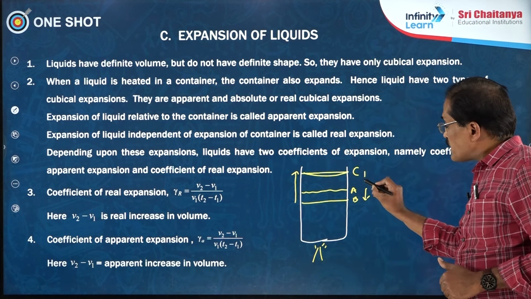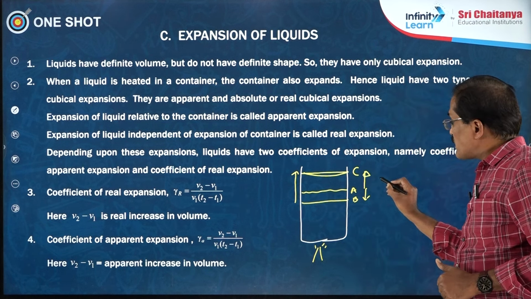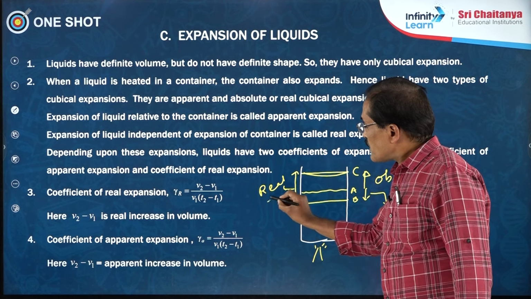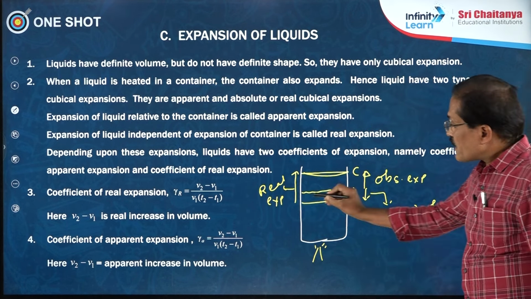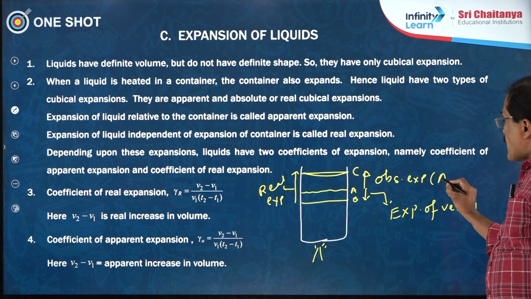Therefore, the liquid expansion we observe is called the observed expansion. This is the expansion of the vessel, the volume expansion of the vessel. Because the vessel is a solid, you may think of linear and areal, no, it is a volume expansion of the vessel. This is equal to the real expansion of the liquid. So real expansion of the liquid is equal to expansion of the vessel plus observed expansion. Observed expansion can also be called apparent expansion.